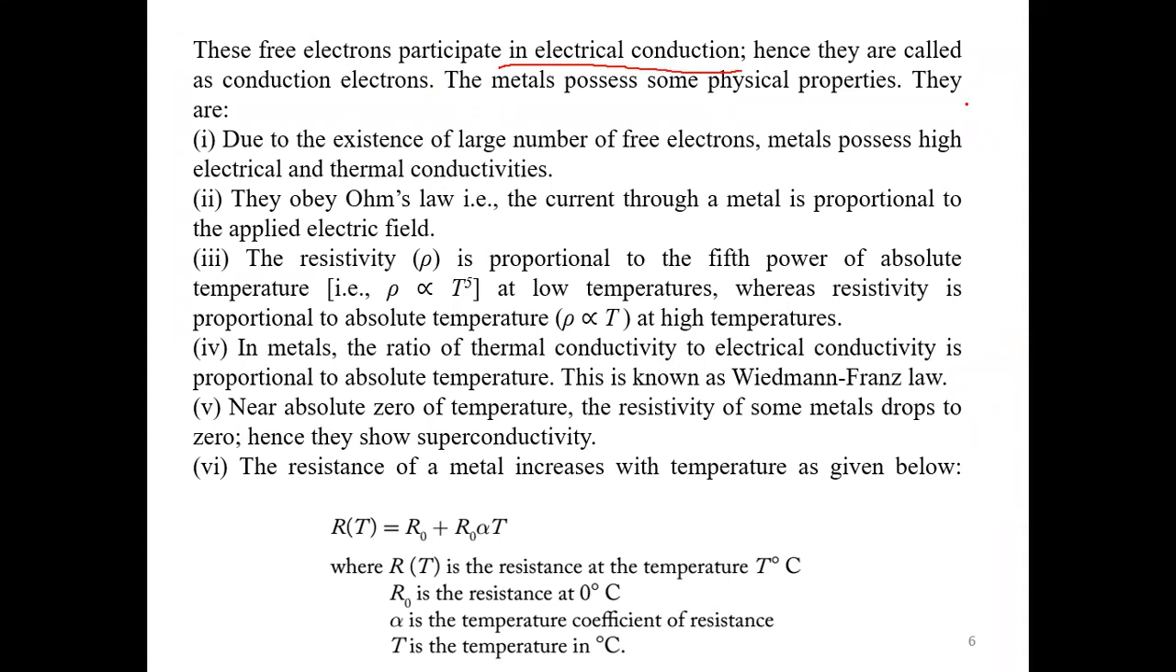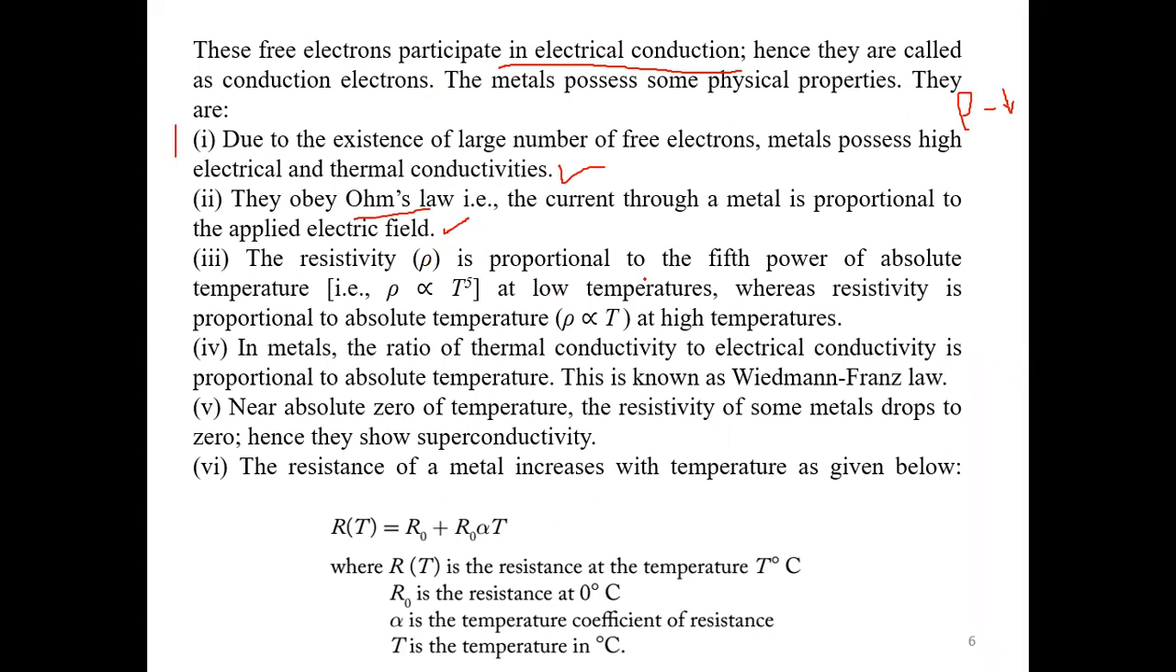The metal possesses some physical properties. They are actually due to the existence of a large number of free electrons. Metal possesses high electrical and thermal conductivity. That means their resistivity is low. And also they obey Ohm's law. You have studied Ohm's law earlier. The current through a metal is proportional to the applied electric field.